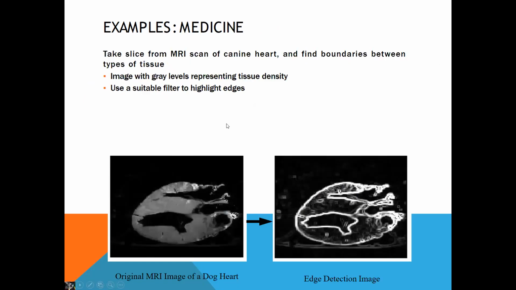Then there are uses in the medicine field. For example, you take a slice from an MRI scan of a canine heart. This is the heart image, where we find boundaries between types of tissues. It is an image with gray levels representing tissue density, right? So we use a suitable filter to highlight edges. This is an MRI image of a dog heart, and this is the image we use from the edge detection point of view.